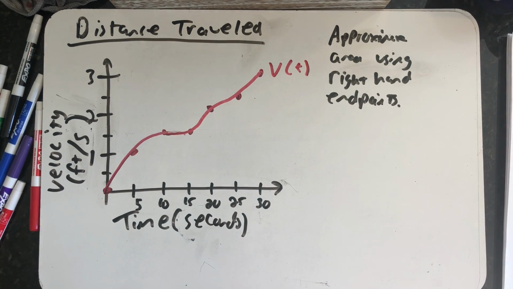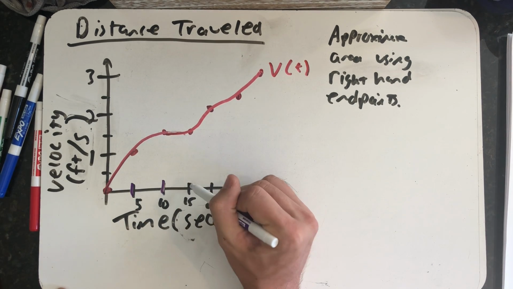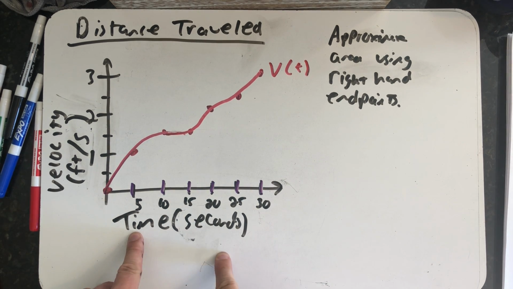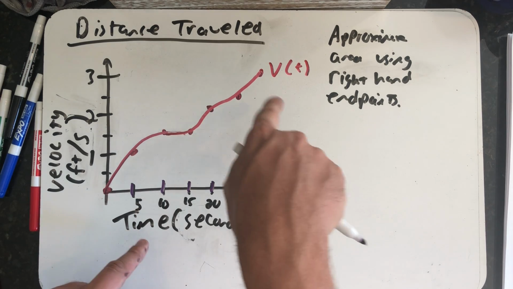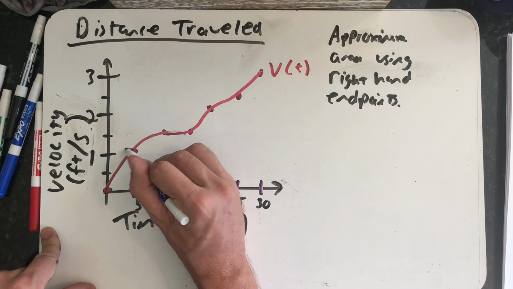It doesn't tell me how many rectangles, but I think the most convenient thing to do, just looking at the picture, is to chop up my x-axis every 5 seconds. Right, time is being measured in seconds. I have a point plotted every 5 seconds, and I can imagine drawing those rectangles.